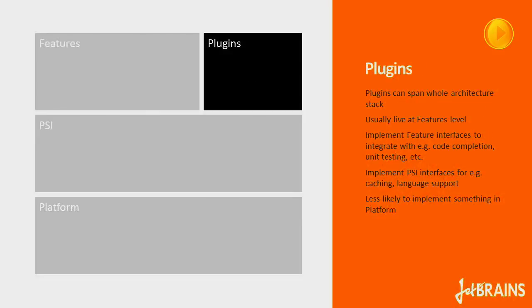Plugins tend to live at this level. They tend to live at the feature level and implement the interfaces defined at the feature level, and then consume and again manipulate and interrogate the PSI. There's nothing stopping a plugin from doing more than this. The T4 plugin, for example, implements interfaces in the PSI level as well, so that has more of a vertical stripe in it. But there's generally no need to implement anything in the platform layer.